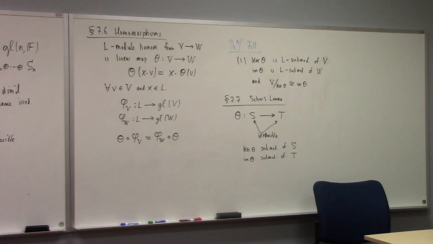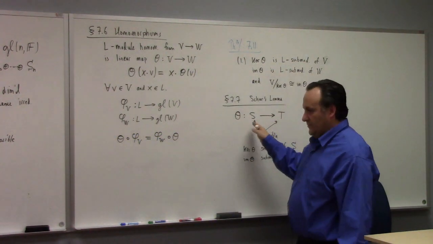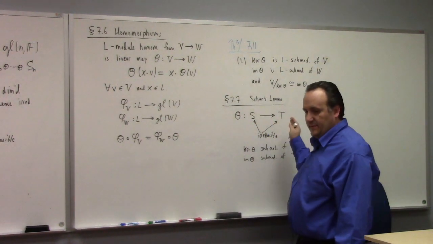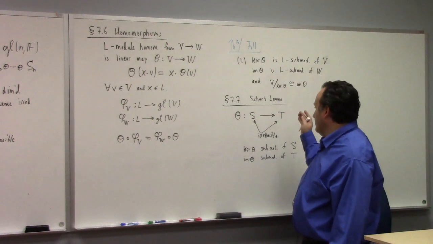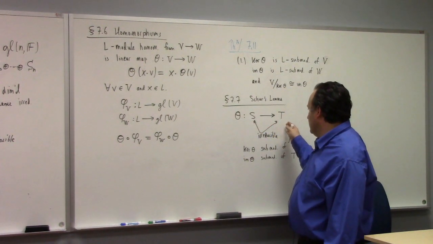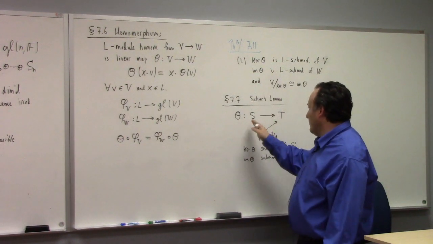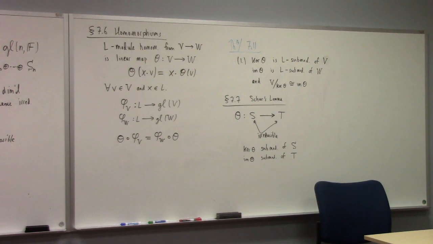So what does he say? It follows that theta is an isomorphism from S to T. So there are no non-zero homomorphisms between non-isomorphic irreducible modules. When you have two irreducible modules, they're either isomorphic, or the only homomorphism between them is the zero homomorphism. That's the totality of this discussion. If they're not isomorphic, then the only homomorphism from one to the other is the stupid zero morphism. In other words, there are no non-zero homomorphisms, as he says.